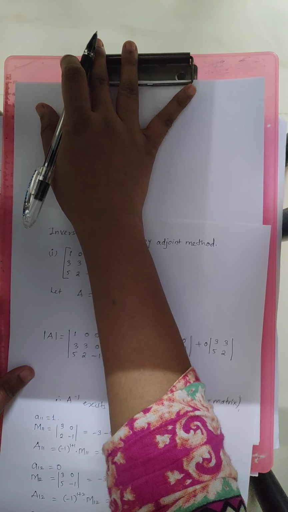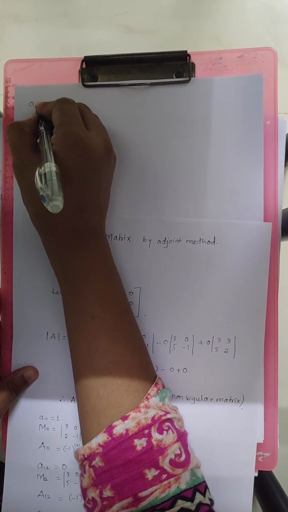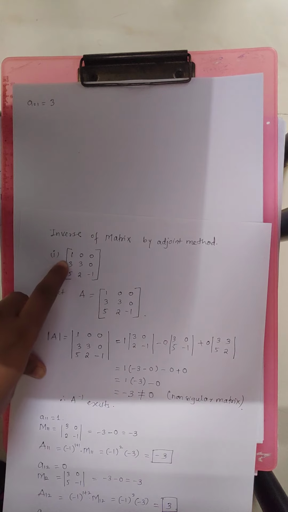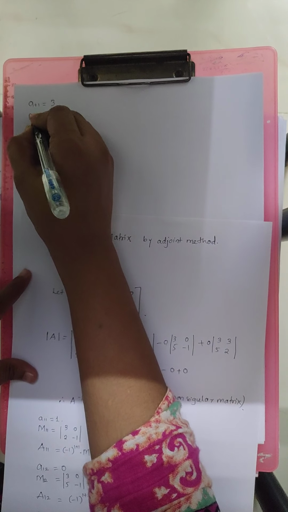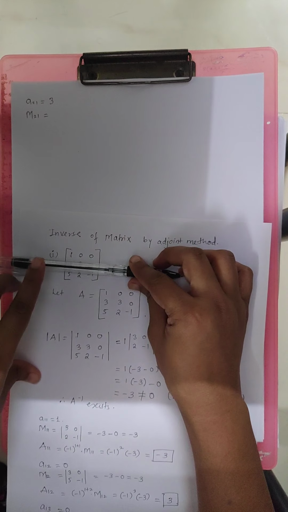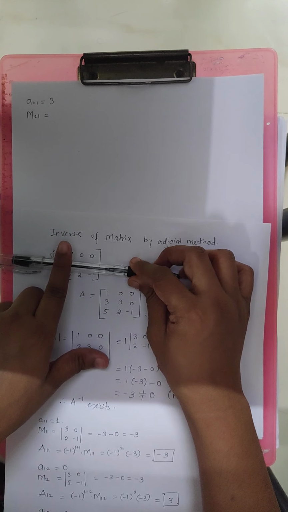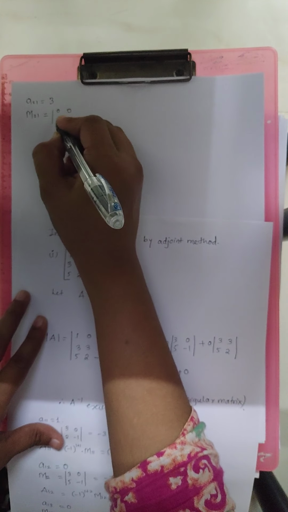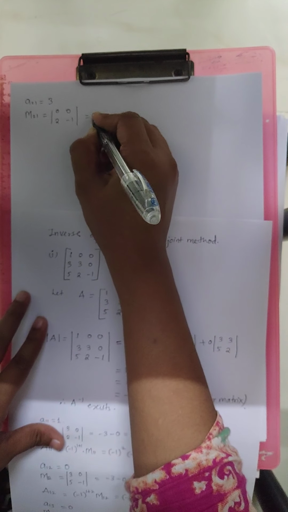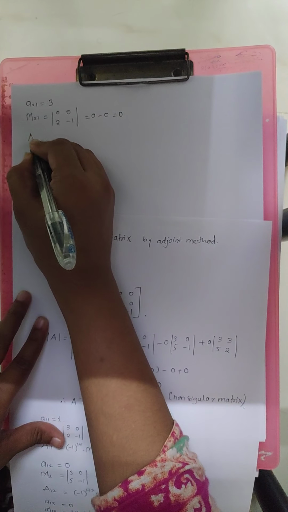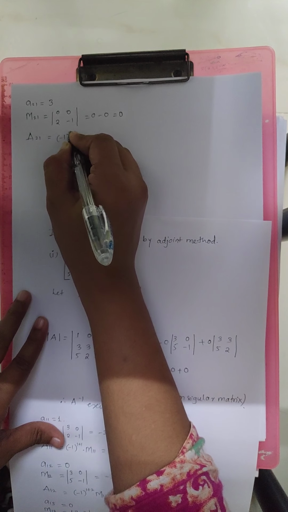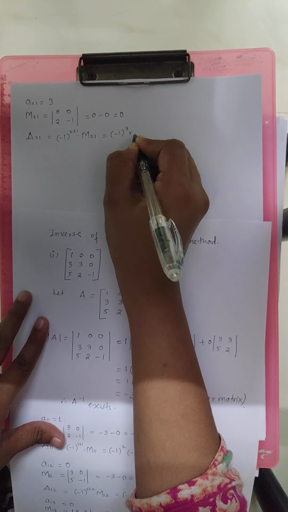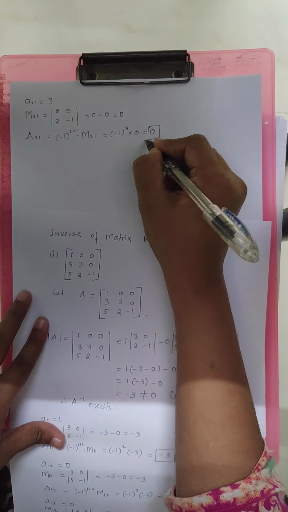Okay. Now what is A21? A21 is 3. This is A21, second row, first column. So what will be M21? The determinant obtained by deleting the second row and first column: [0 0; 2 -1]. That means 0 minus 0, that means 0. So the cofactor will be (-1) raised to 2 plus 1 times M21, that means (-1) cubed times 0, which is 0.